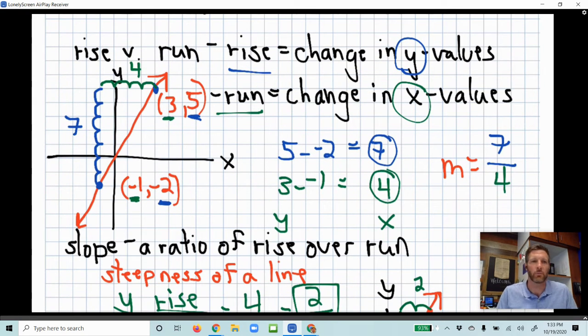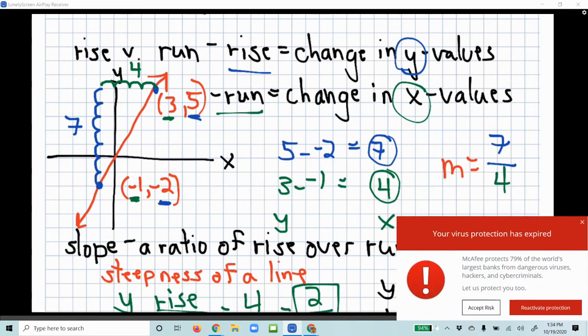Okay, so definitions. So first we have rise versus run. And as you can see there, the rise describes a change in y values. I had that line graphed over there. The rise of that line is how much the y values have changed moving vertically. So you can see that the line goes up 7 spots upwards. So it has a rise of 7.